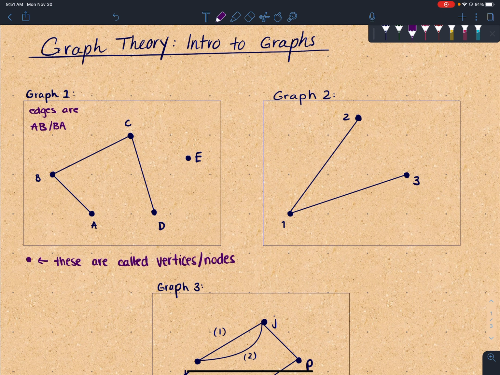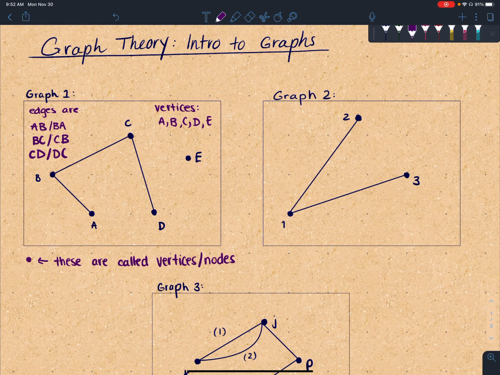So we have the edge AB, we have the edge BC or CB, and we have the edge CD, DC. So that's these three edges right here. And then E is a vertex as well. So if we want to list all of our vertices, we would say we have vertex A, B, C, D, E.